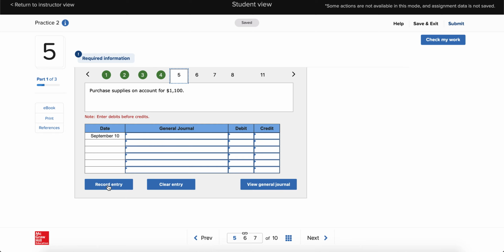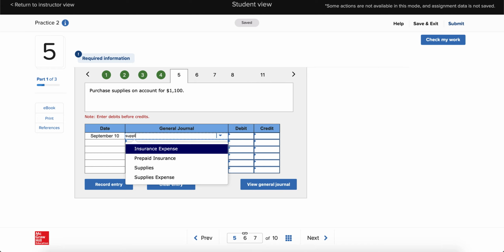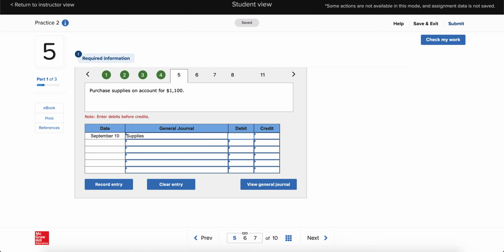The next one, we purchase supplies on account for $1,100. So we're getting supplies, $1,100 worth of them, and we're going to pay our supplier later. So accounts payable.